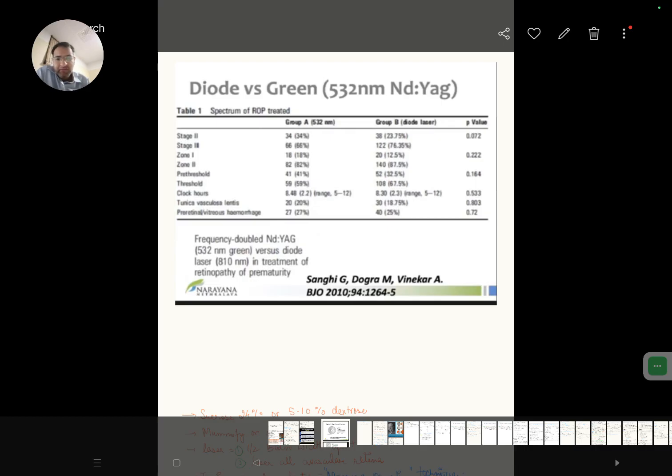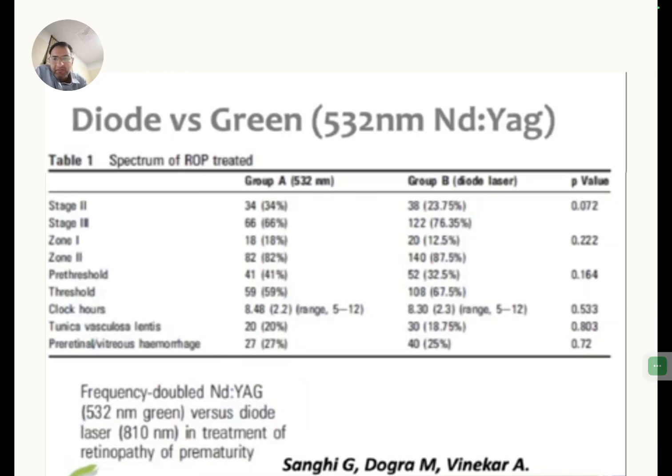We have this study from Sanghi, Dogra, and Vinekar, in which they studied the difference between the diode and the green laser in group A and group B. Group A was given the frequency-doubled Nd:YAG laser of 532 nanometers, and group B was given the diode laser. In stage 2 ROP, around 34%, but there was no statistically significant difference between the two groups in stage 2 and stage 3. In zone 1 and zone 2 also, there was no statistical difference between the two groups. So there was no difference whether we use the frequency-doubled Nd:YAG laser versus the diode laser.